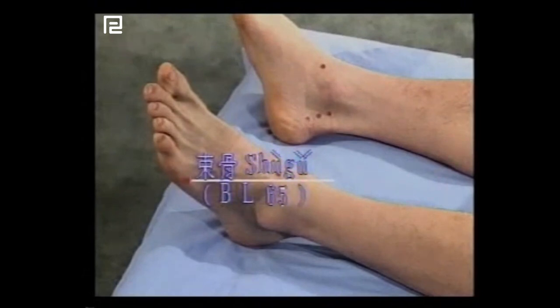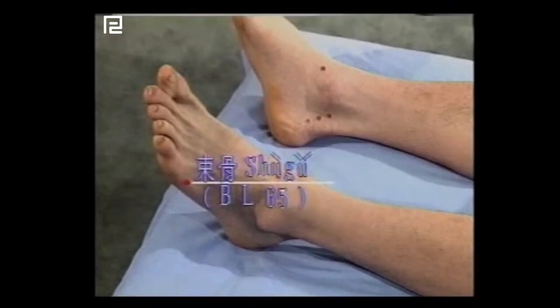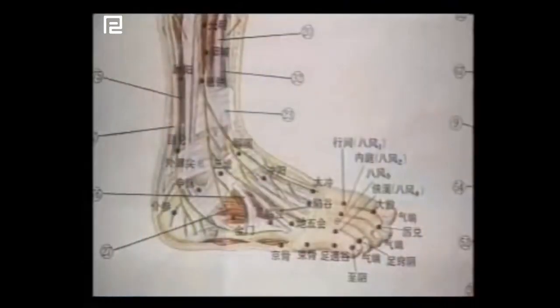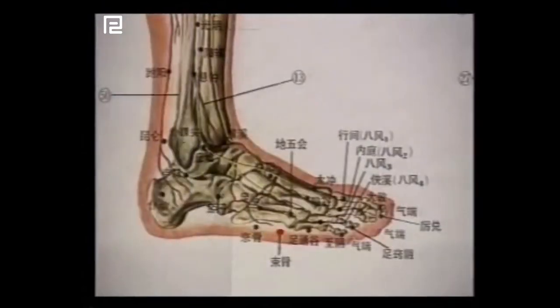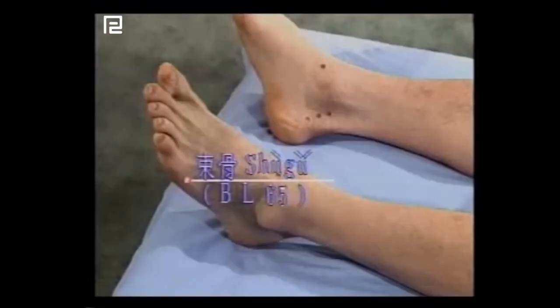Location: on the lateral side of the foot, posterior to the fifth metatarsophalangeal joint, at the junction of the red and white skin. Indications: stiffness and pain in the neck, headaches, dizziness, pain in the lumbar area and the back of the leg. Methods: puncture 0.2 to 0.3 tun, moxibustion 3 to 5 cones or 10 to 20 minutes.